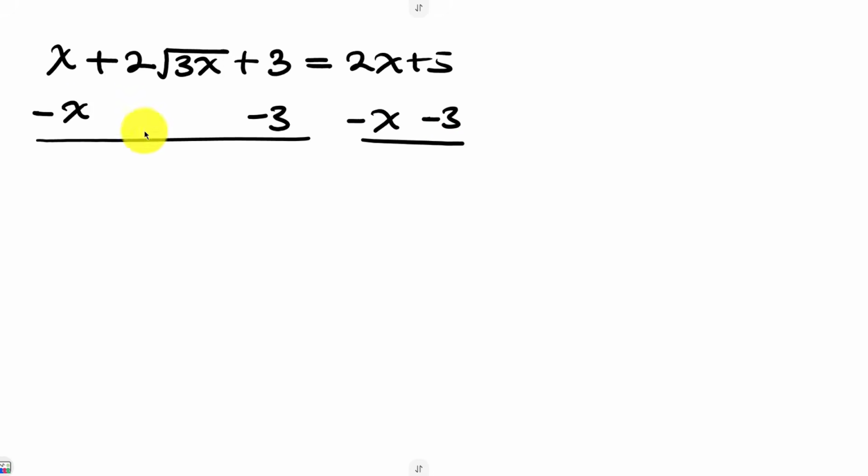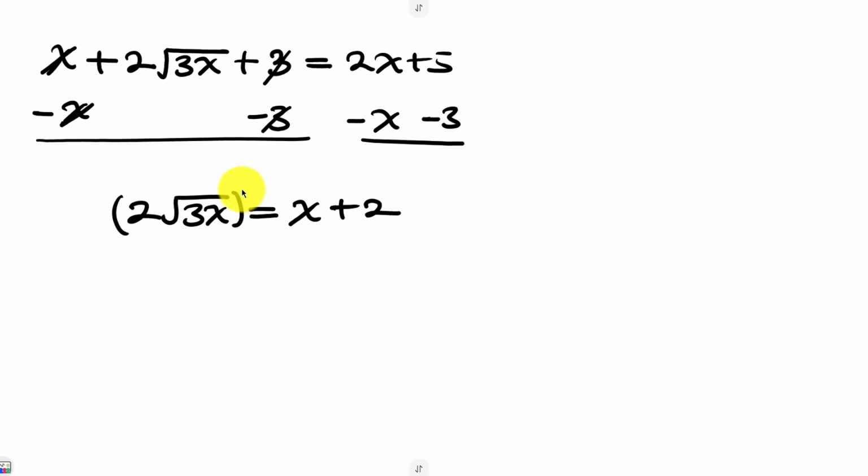So on subtraction, x minus x is 0. Now I'm left with 2 times the square root of 3x, and then 3 minus 3 is 0, and this is equal to 2x minus x is x, 5 minus 3 is 2. Very good. Now to get rid of this square root, we have to take the square of both sides. So I'll square the left side, I'll also square the right side. Now the left-hand side is simplified to be 2 squared times the square root of 3x squared. Good. By distributing this square.